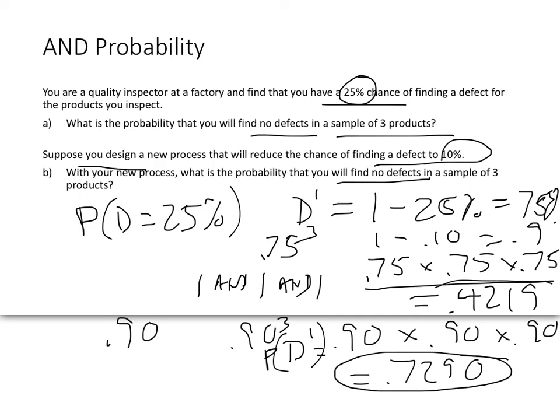So when you compare the two, if you were actually able to do this, you would certainly be a hero in your factory, because you would reduce your cost significantly, your defect cost anyway, which would have a positive effect all around on your quality and costs and so on. So anyway, that's just a couple of "and" probabilities there, and that's it.